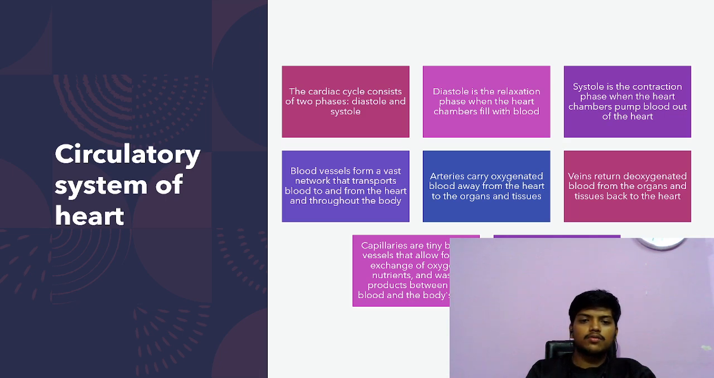Blood vessels form a network that transports blood to and from the heart throughout the body. Arteries carry oxygenated blood away from the heart to the organs as well as tissues. Veins return deoxygenated blood from the organs and tissues back to the heart. The heart itself has its own blood supply through the coronary arteries. Capillaries are thin blood vessels that allow for the exchange of oxygen and waste products between the blood and the cells.